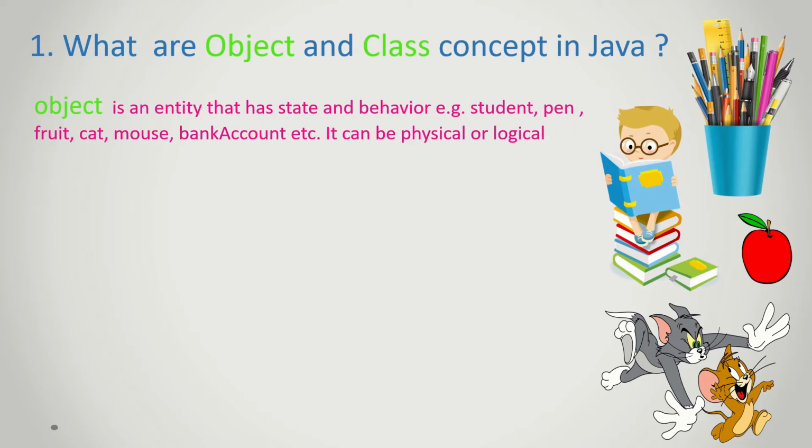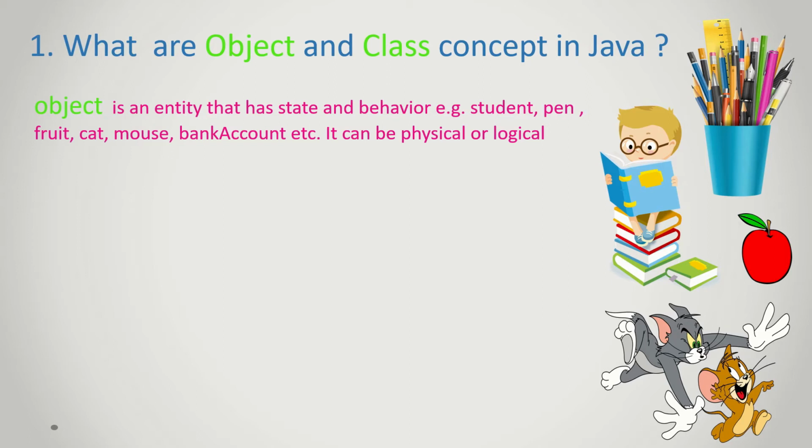Consider the next image. We have two animals here. One is a cat, one is a mouse. They both belong to the object type animal. When we say state, they can have a name, for example Tom and Jerry. And when we say behavior, one of the behaviors of Tom is to chase, always chasing Jerry, and one of the behaviors of Jerry is to run away from Tom.